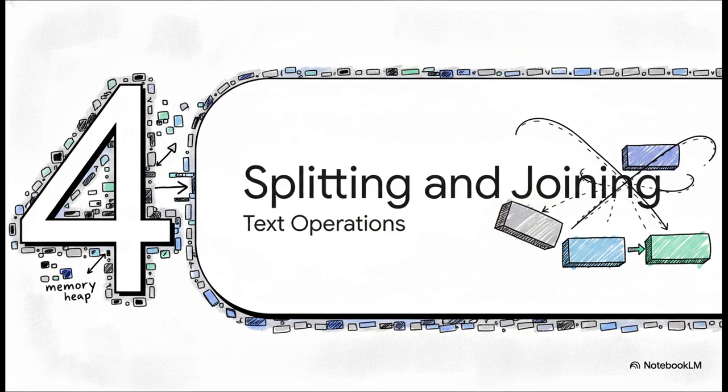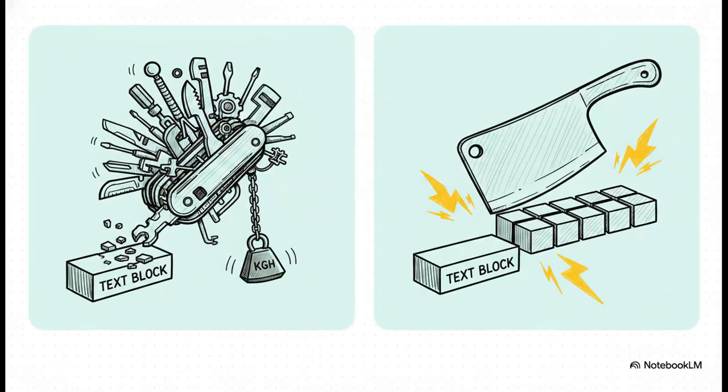Okay, section 4, splitting and joining text. Let's step out of the memory heap for a second and get back into some practical everyday code. When you're breaking apart a CSV file or parsing a sentence, you've got an architectural choice to make. The standard string.split method is super flexible, right? Because it relies on regular expressions.